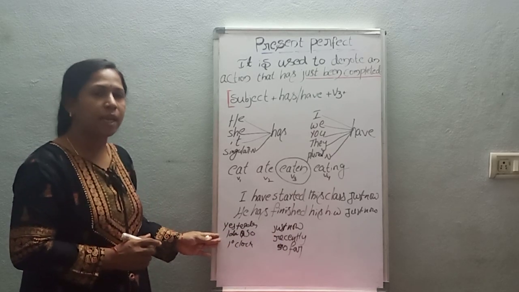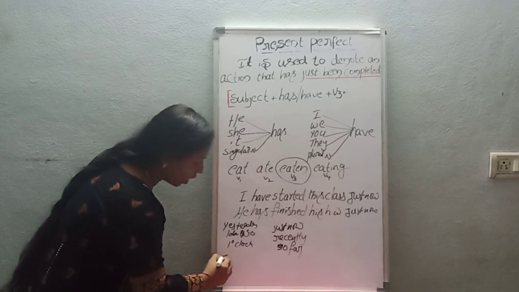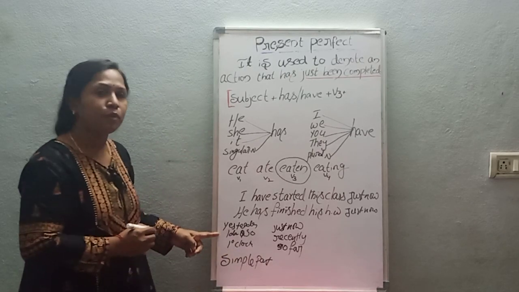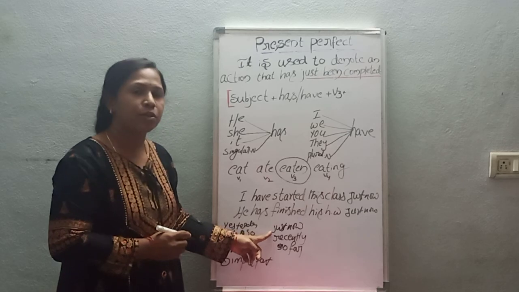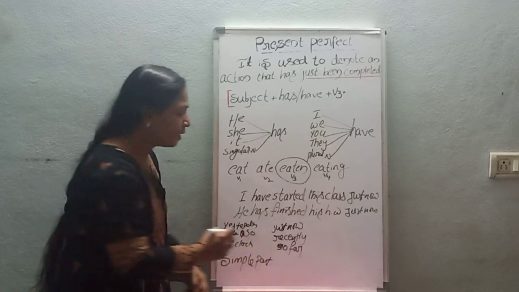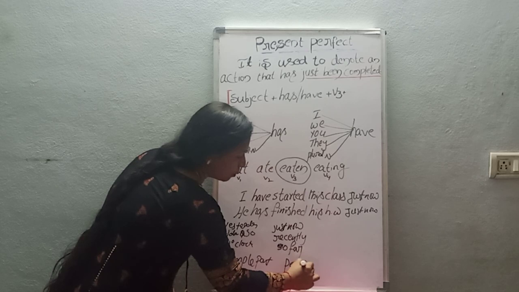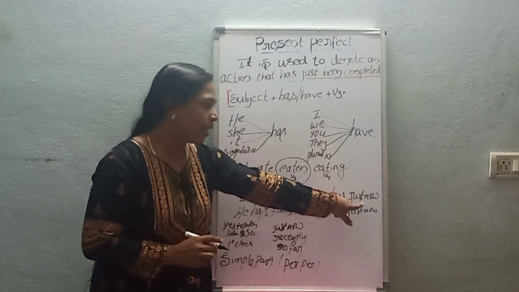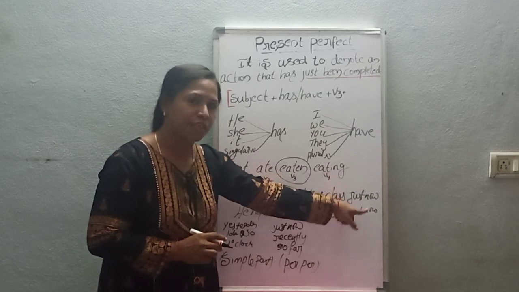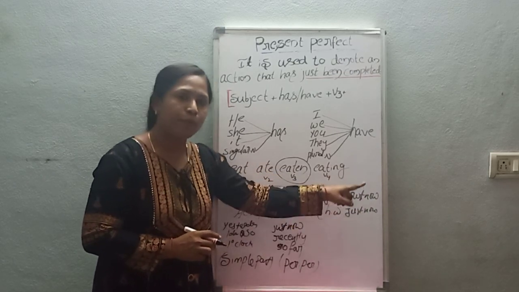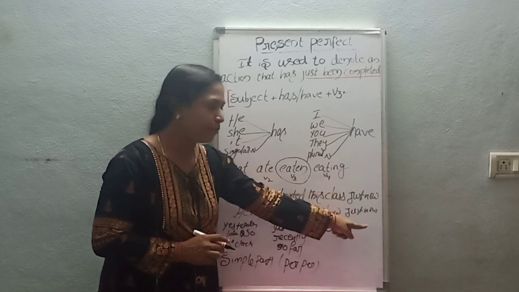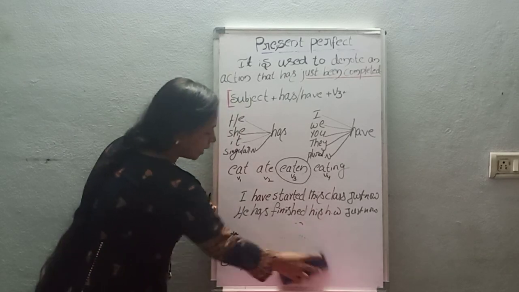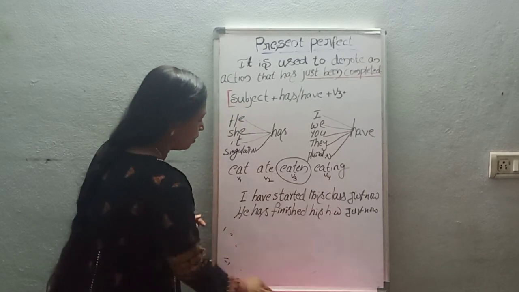For finished time we need to use simple past. For unfinished time we need to use present perfect. Here, if you observe, I have not mentioned any finished time or point of time. If you use any finished time or point of time with present perfect, the sentence will be wrong. So what is the correct one?